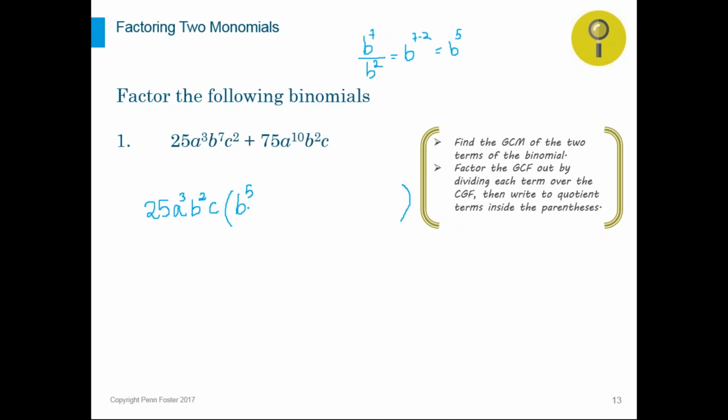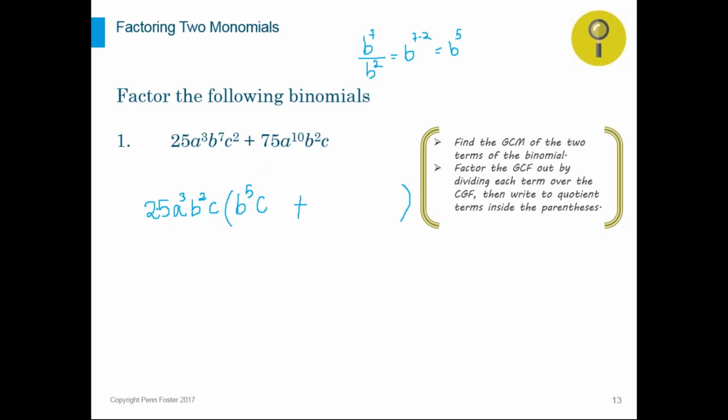We subtract powers. Same thing with the c's. C to the second, and here we have a power of 1. 2 minus 1 is 1, so it's going to be a c. So the first term that appears inside our parentheses is the quotient of dividing the first monomial over the greatest common factor: b to the fifth, c. Do not forget the plus sign. It has to stay in our answer.